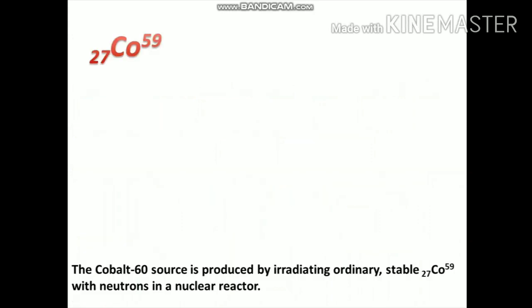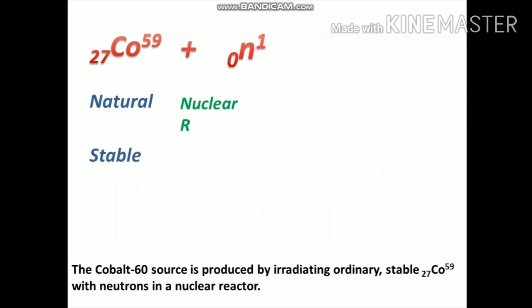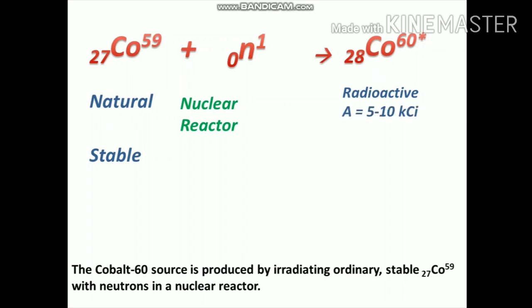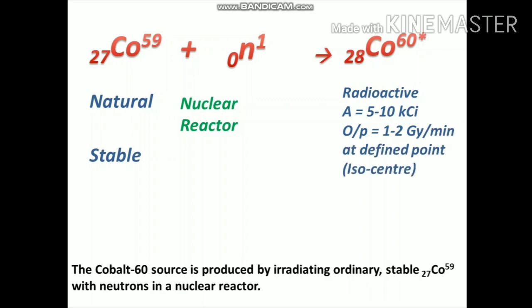Cobalt-60 radioisotope is produced from cobalt-59 by neutron capture reaction. Cobalt-59 is natural and stable. It is bombarded with neutrons in a nuclear reactor to produce cobalt-60. For use in a telecobalt machine, cobalt-60 is produced with an activity of around 5 to 10 kilocurie that gives an output of 1 to 2 gray per minute at isocenter or at a treatment center.